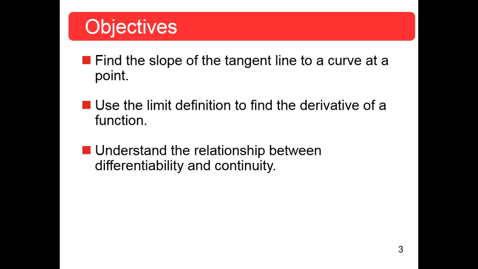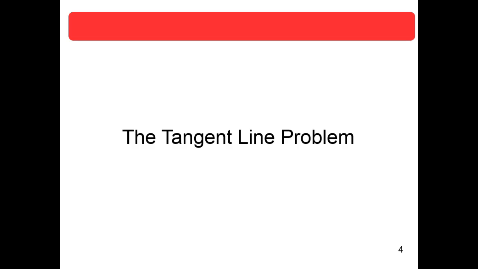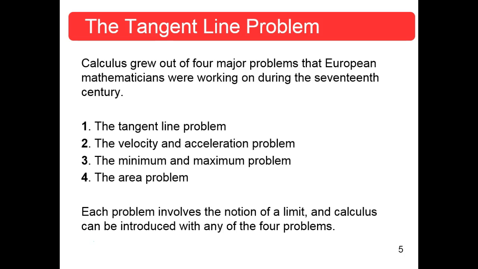Okay. All right. So, let's start with the tangent line problem, as if that's a problem. Okay? Calculus grew out of 4 major problems that European mathematicians were working on during the 17th century. One was, what is the slope of a tangent line? Because to determine a slope, you needed 2 points. But a tangent line only touches a graph at 1 point. So there was a problem. The velocity and acceleration problem, which they could find average velocity, average acceleration, but they couldn't do instantaneous velocity or acceleration, which basically is the same problem.